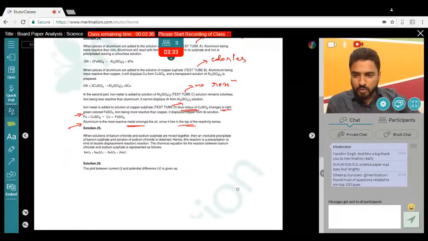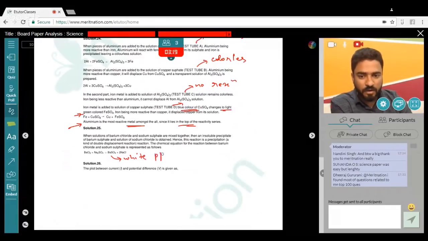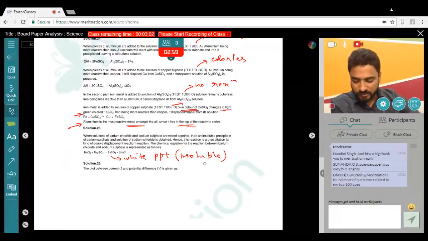Again, the next question, question number 25, is from your NCERT. Well, if it's not basically from your NCERT, but yes, you will obtain a white PPT of BaSO4 in this 25th. That is the correct answer. This is a white precipitate of BaSO4 that you will be obtaining. And what is the reaction that we have over here? The reaction is the precipitation reaction. This white PPT is again your insoluble material, okay, it is going to be insoluble, right? And the reaction that we have is the precipitation reaction.